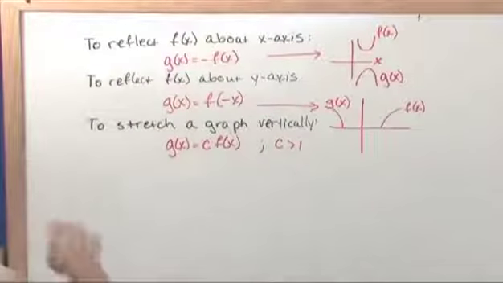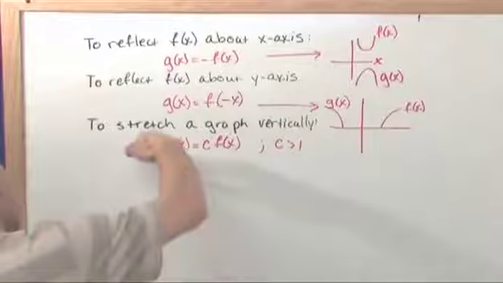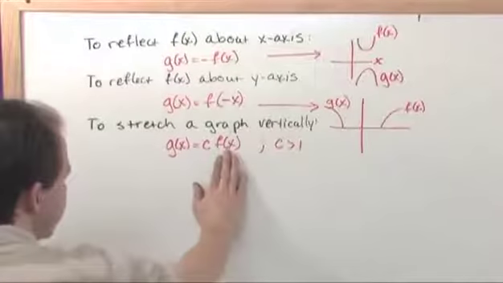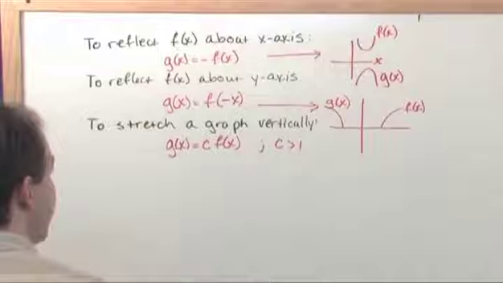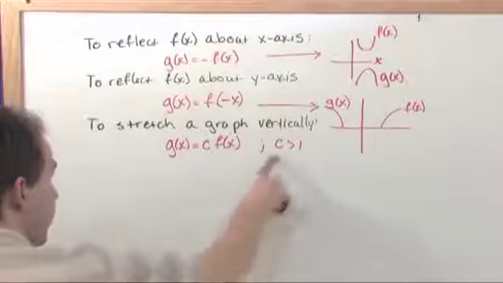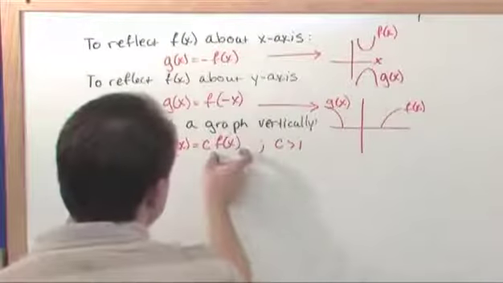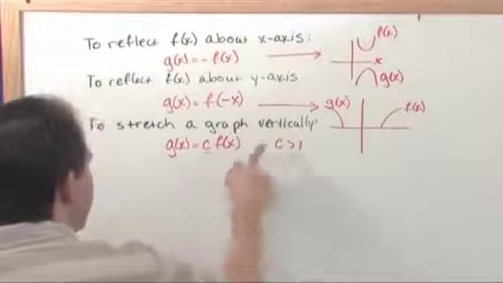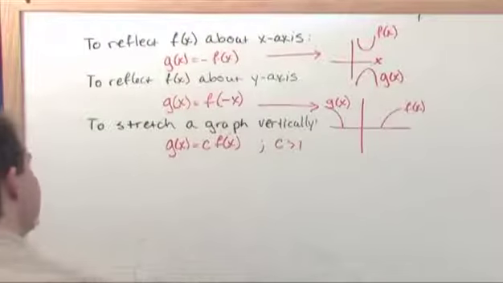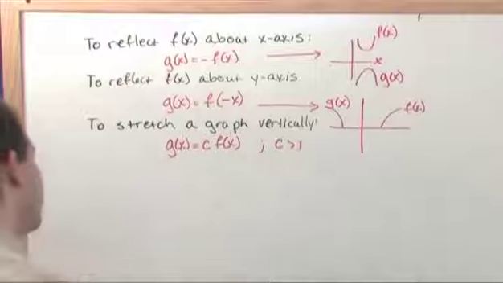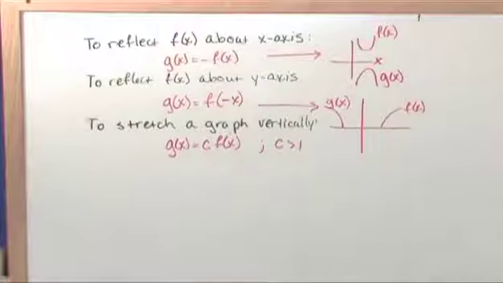All this is saying is that in order to stretch a graph and make it taller, then you look at the values of f of x, and for every value you get, you multiply by a number where that number is greater than 1. So if you were getting values of f of x, you would multiply by 2, let's say, and then that would be your new function. So that function would be that much taller because you're multiplying it by a number.